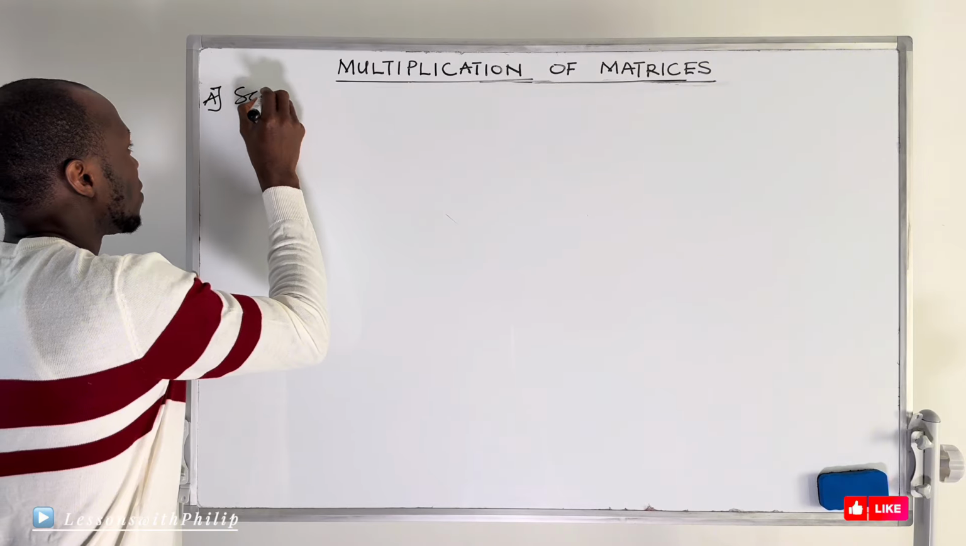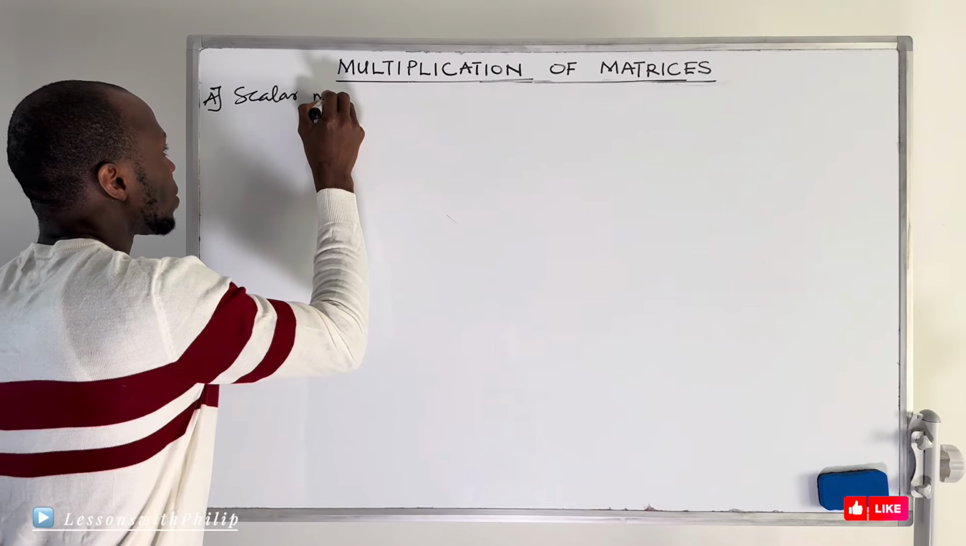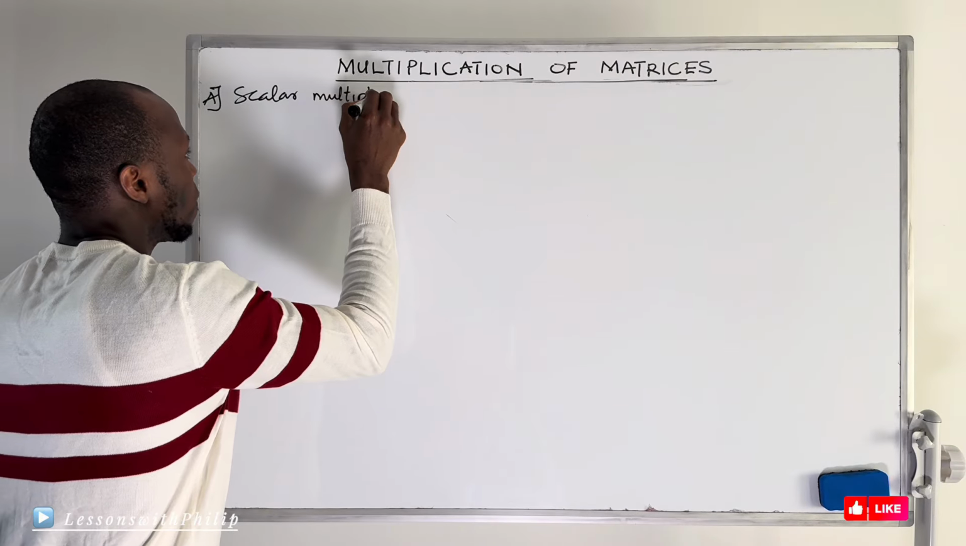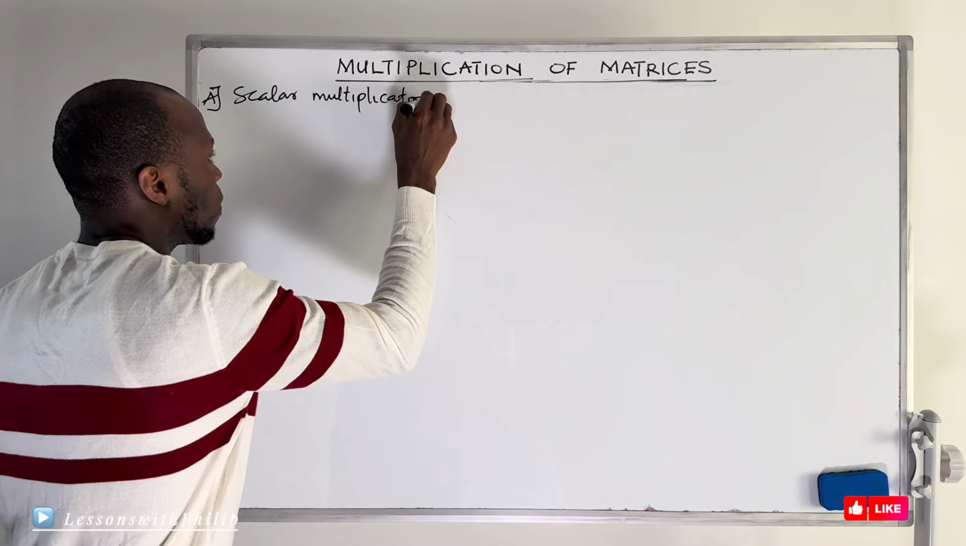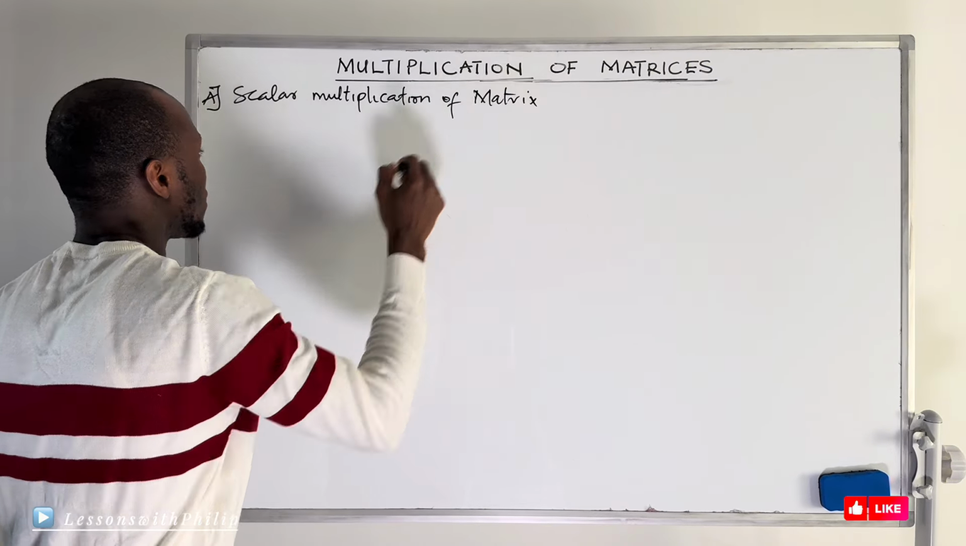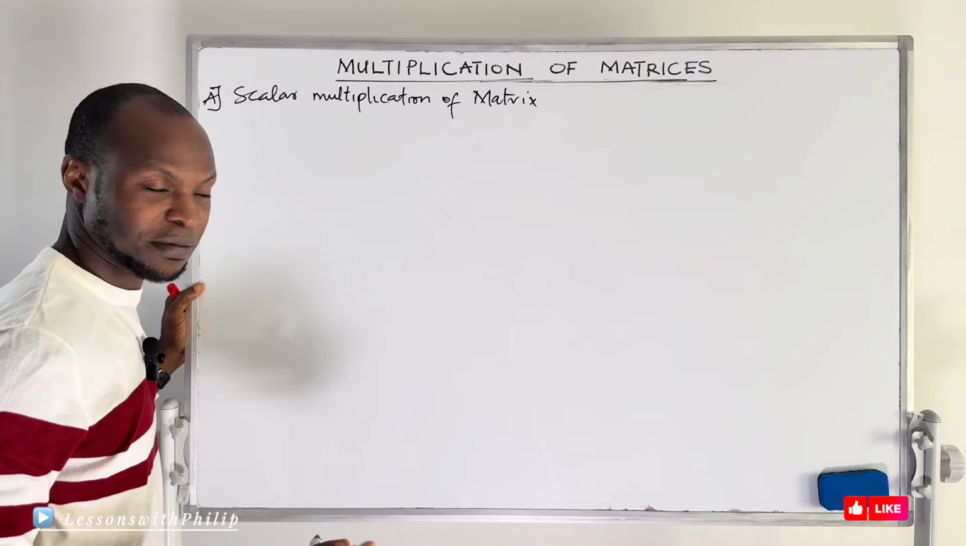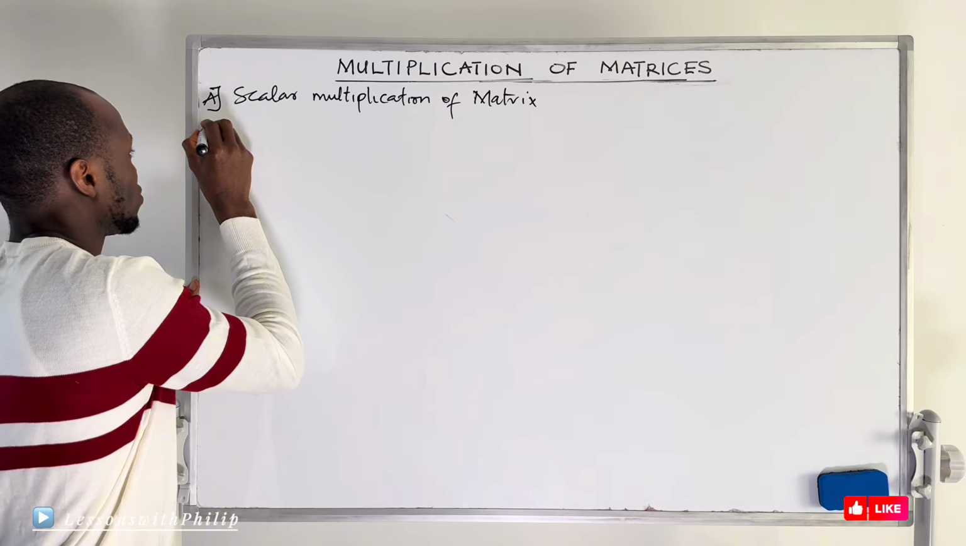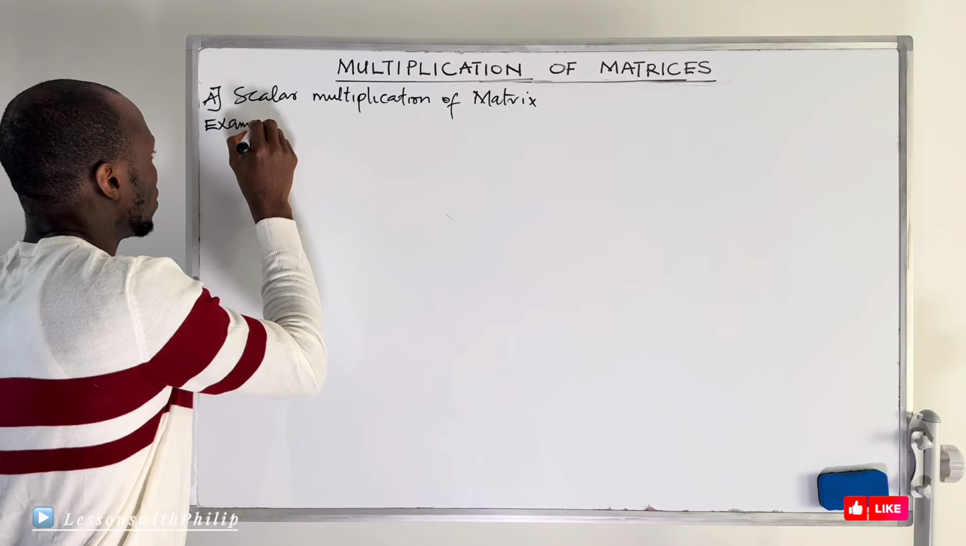Okay, scalar multiplication of matrices. Okay, how do you multiply a matrix by a scalar? Okay, now examples. Let's do some examples.